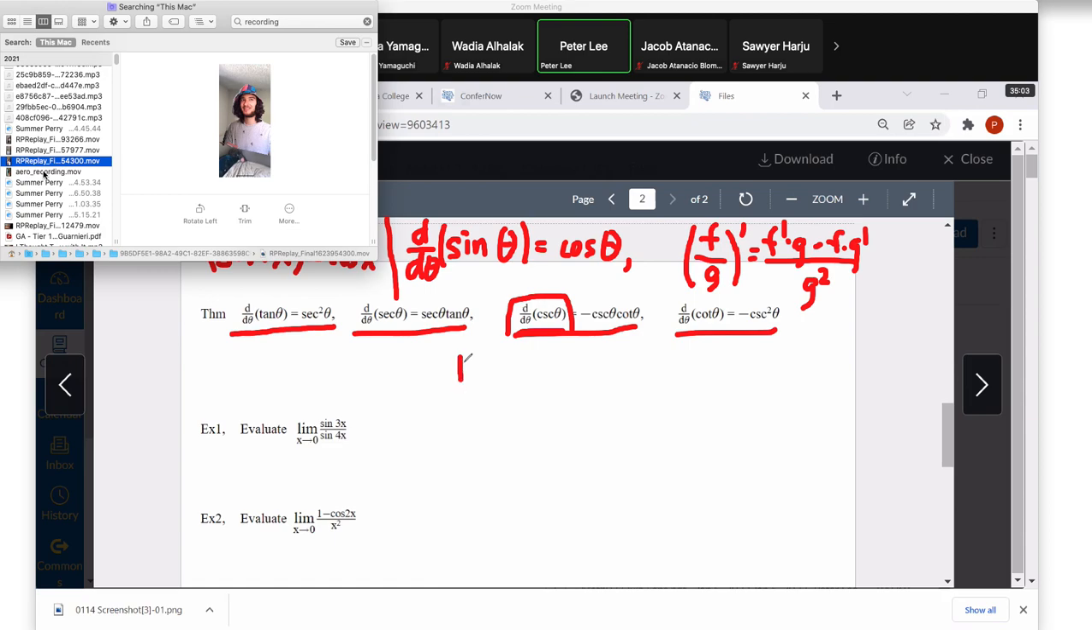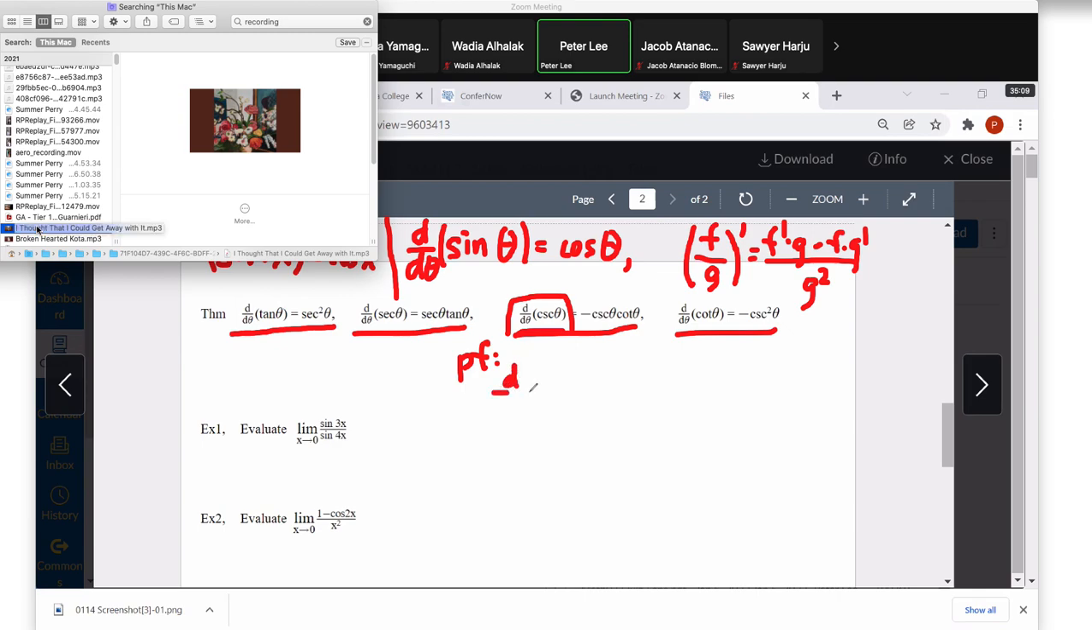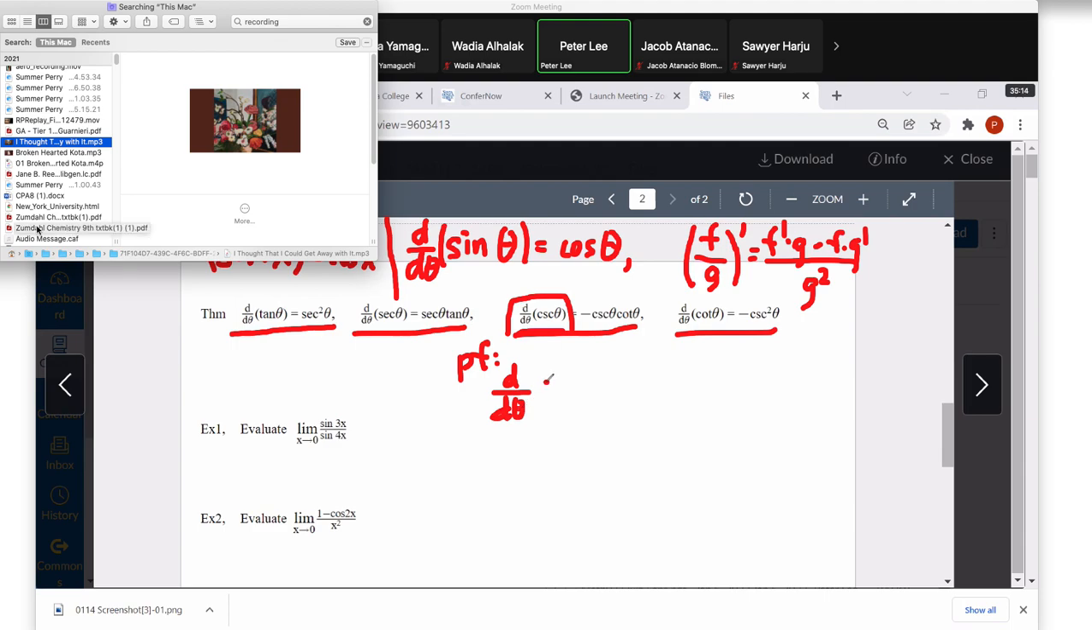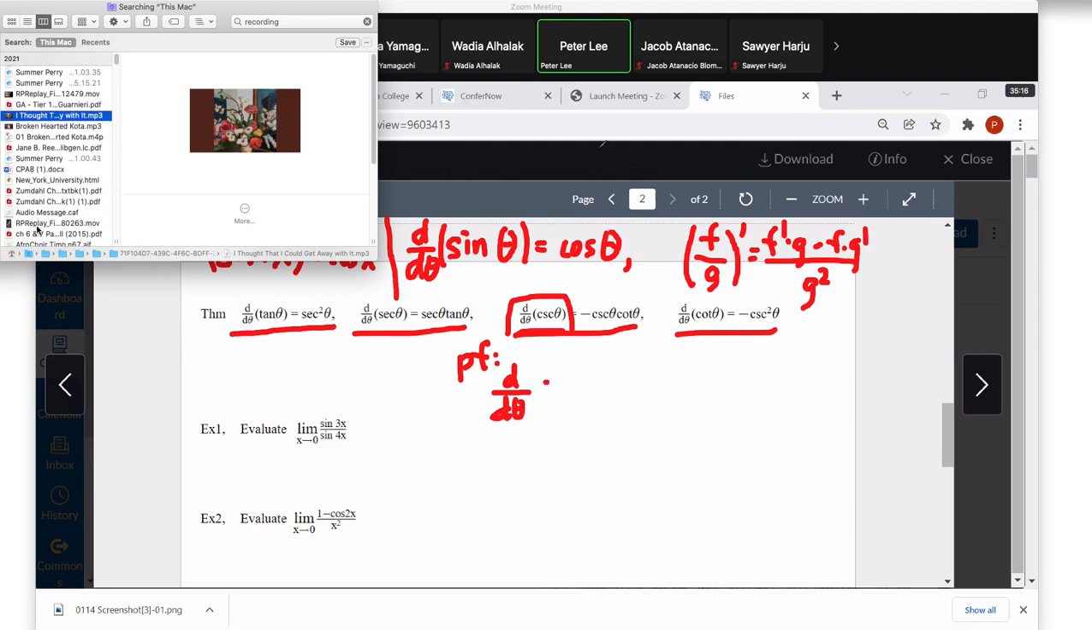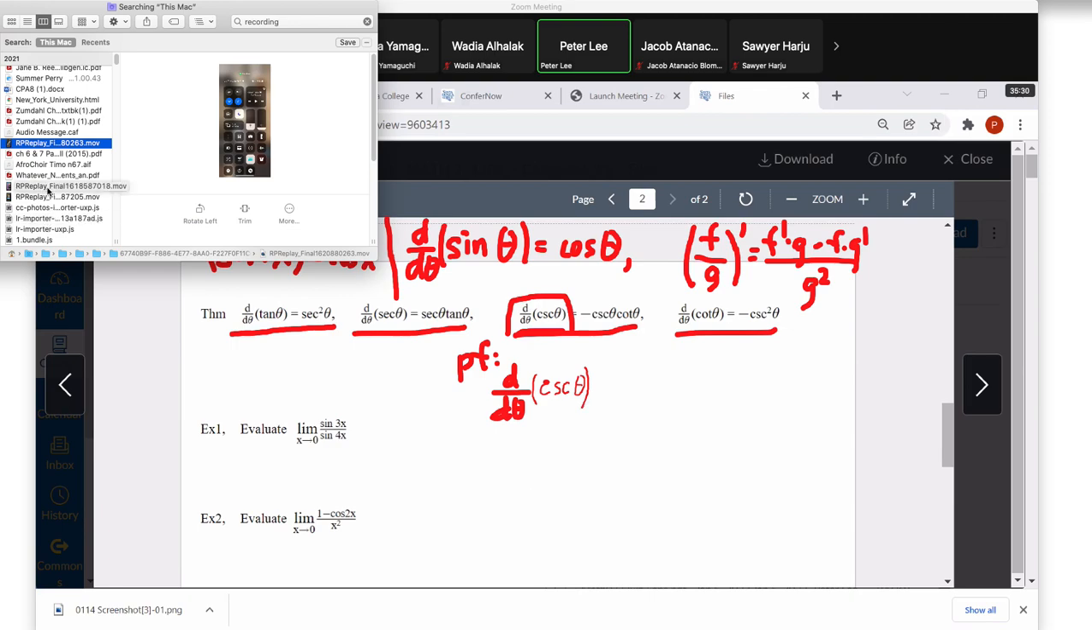Okay, so proof. We have to start from the left hand side. So let's start from d/d theta of cosecant theta. Oops, I think I should change it to a thinner form. Cosecant theta. Now the question is, do you know anything about cosecant theta? Well, not much. But when it comes to these other functions, you have to know their definitions.